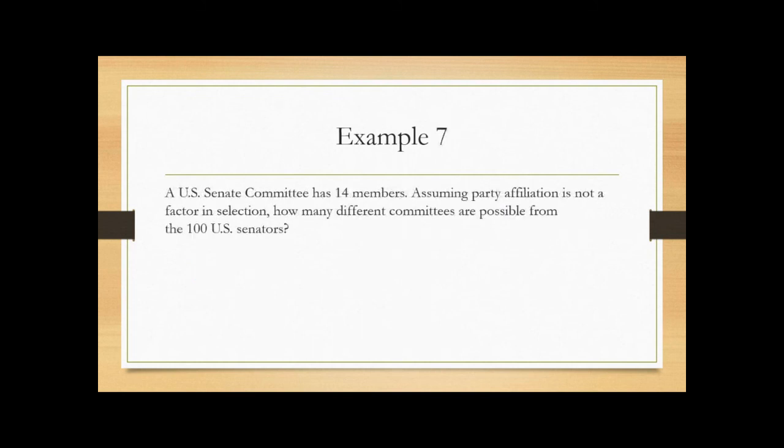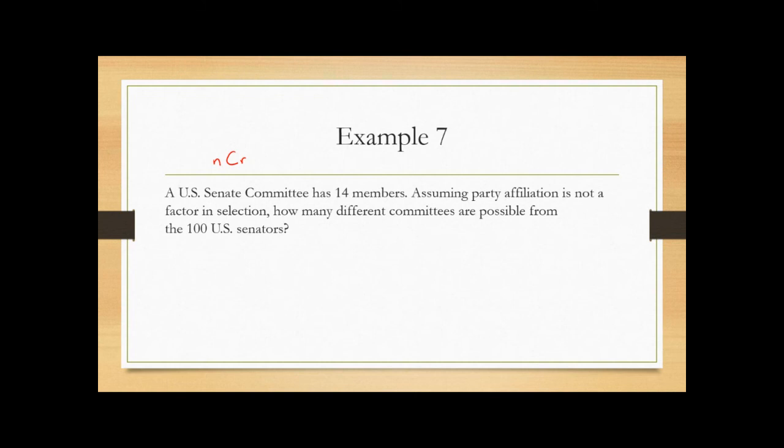Okay, example 7. A U.S. Senate committee has 14 members. Assuming party affiliation is not a factor in selection, how many different committees are possible from the 100 U.S. senators? So here, if you're creating a committee, the order people are picked for a committee does not matter. When order does not matter, this is a combination, and you're going to use the combination button on your calculator, which is the nCr button.